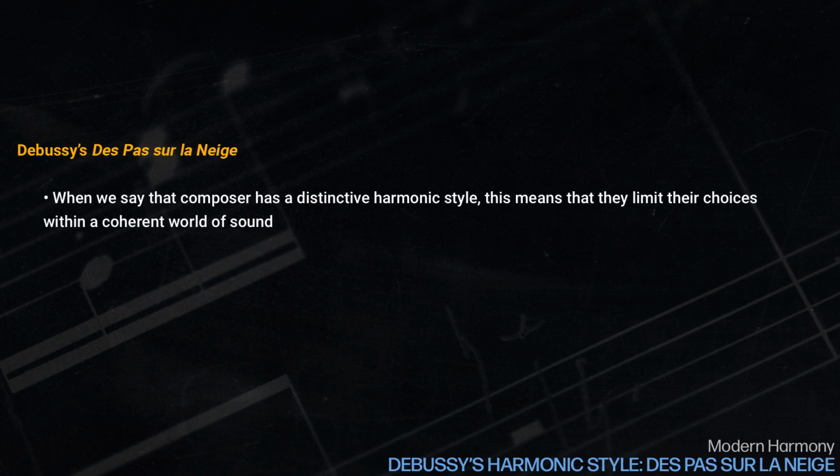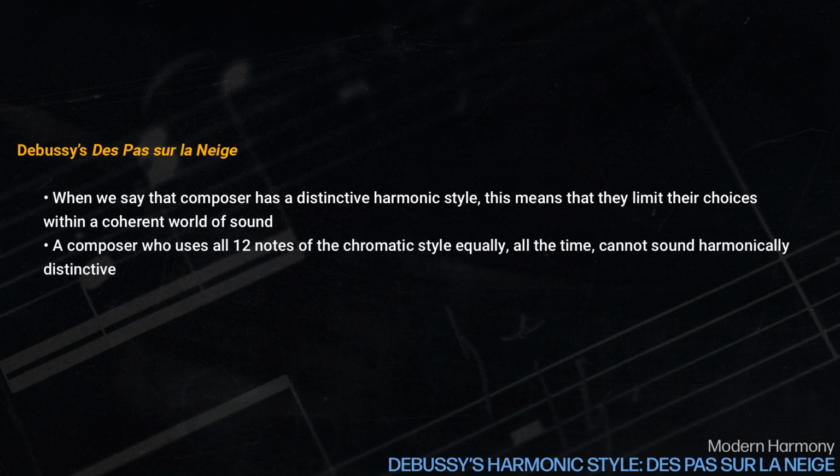We said that a composer has a distinctive harmonic style. This means that they limit their choices within a coherent world of sound. A composer who uses all 12 notes of the chromatic scale equally all the time can't sound harmonically distinctive. This doesn't mean that very chromatic music is necessarily bad, but just that within the sound world of those 12 notes, there need to be differences of emphasis and in the rhythm at which the 12 notes circulate.